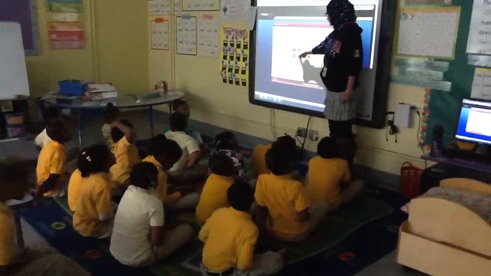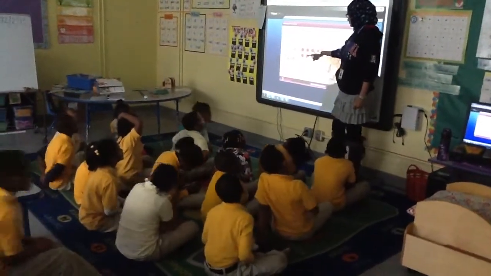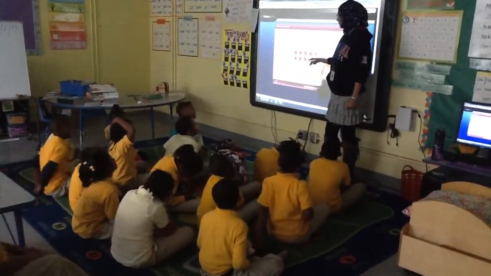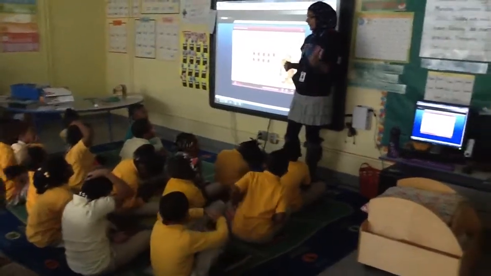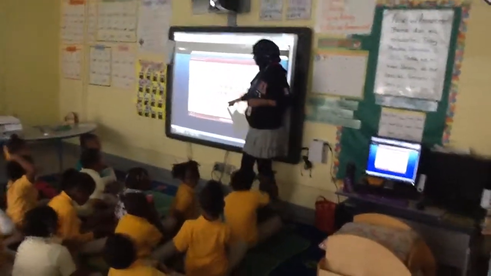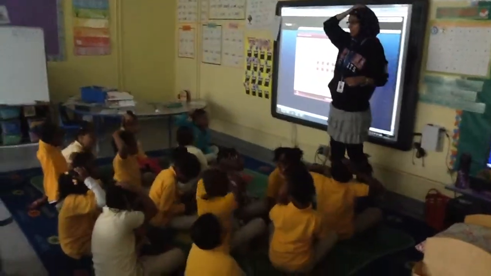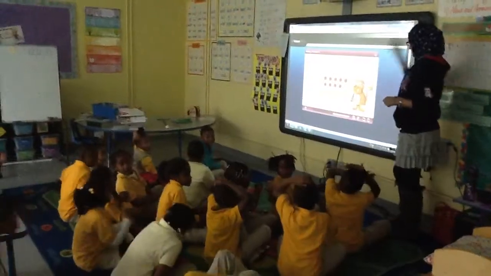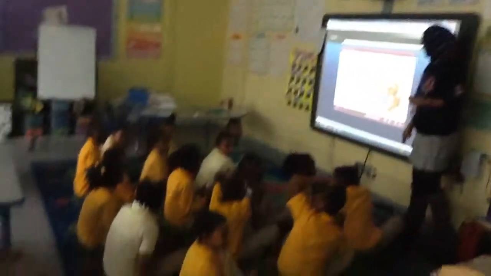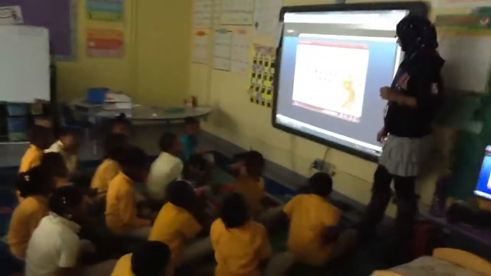All right, let's count how many red counters we have. Ready? 1, 2, 3, 4, 5, 6, 7, 8, 9. Do we have 9? All right, let's count our yellow counters. 1, 2, 3, 4, 5, 6. Do we have 6? Yes. So the answer should have been yes. Yes, the total is the same.